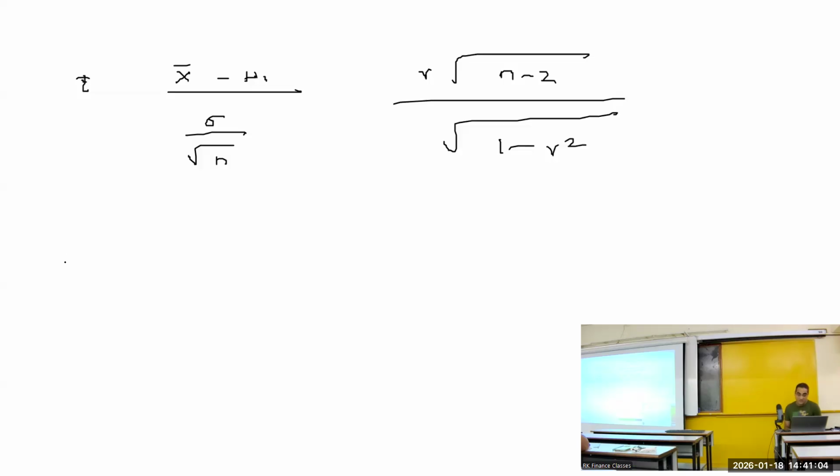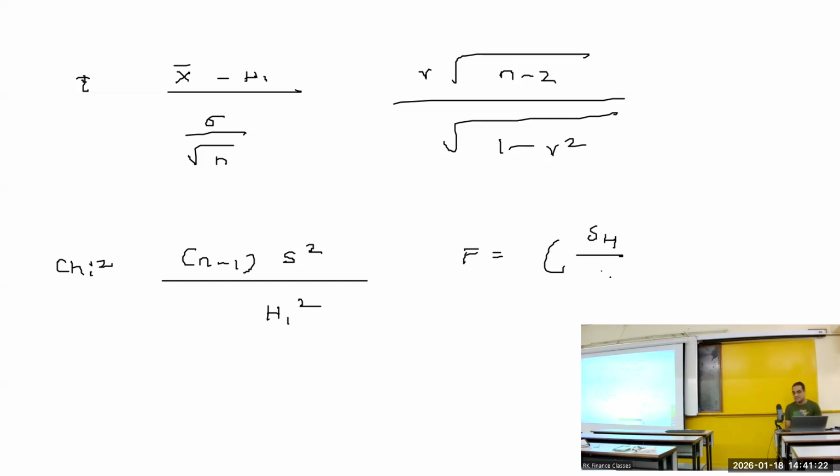Next one, chi-square: n minus 1 into s square upon the value in the H1, squared. F is easier: s higher upon s lower, the whole square. Standard deviation higher upon standard deviation lower, the whole square.